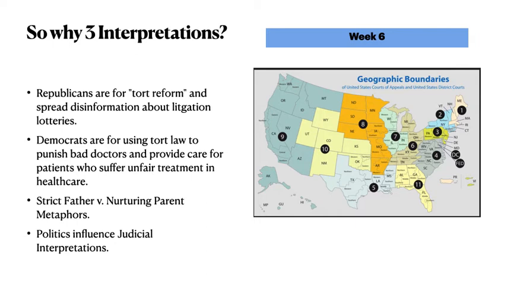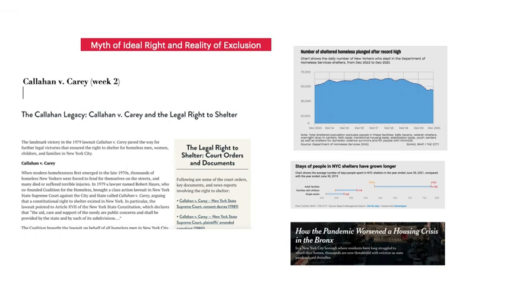You're more likely to be against or suspicious of people who are claiming that they need help if you're from the strict father metaphor experience. And so that's going to inform how you think about the law and what it's supposed to do. Is it supposed to be for equality, or is it supposed to separate the strong from the weak? So then this now should bring into focus the myth of Callahan versus Carey.